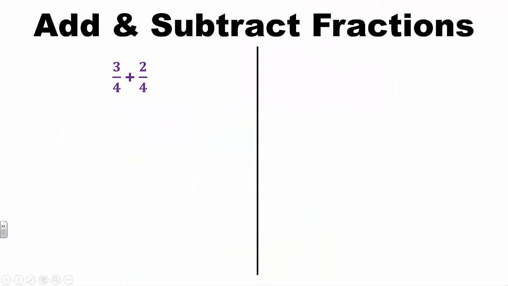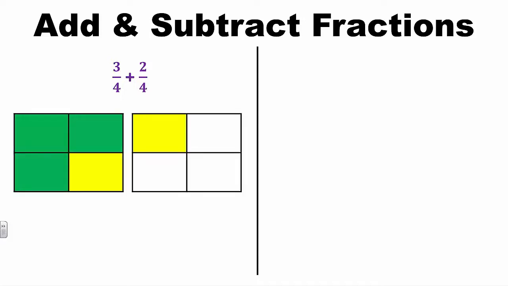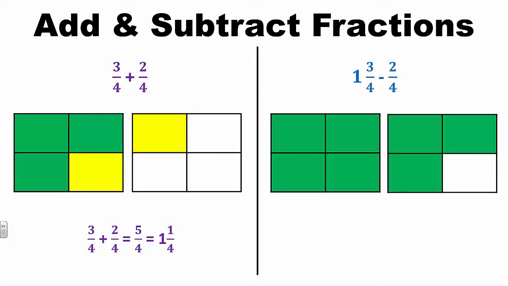Standard NF1 builds on the work in 4th grade where students add and subtract fractions with like denominators. For example, in the problem 3/4 plus 2/4, we can use a visual model to see that 3/4 plus 2/4 equals 5/4, which equals 1 and 1/4. In another example, 1 and 3/4 minus 2/4, the model represents 1 and 3/4, and if we subtract 2/4, we get a difference of 1 and 1/4.